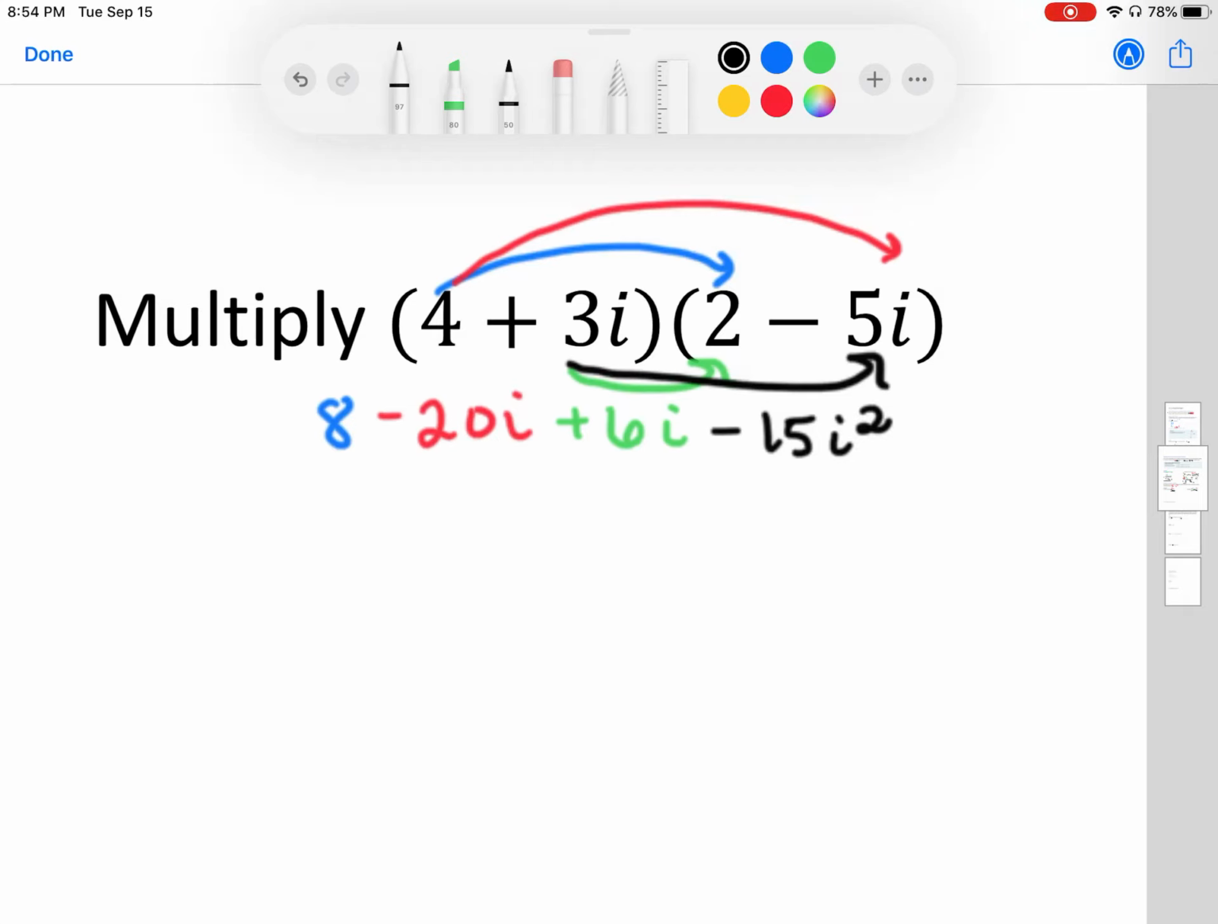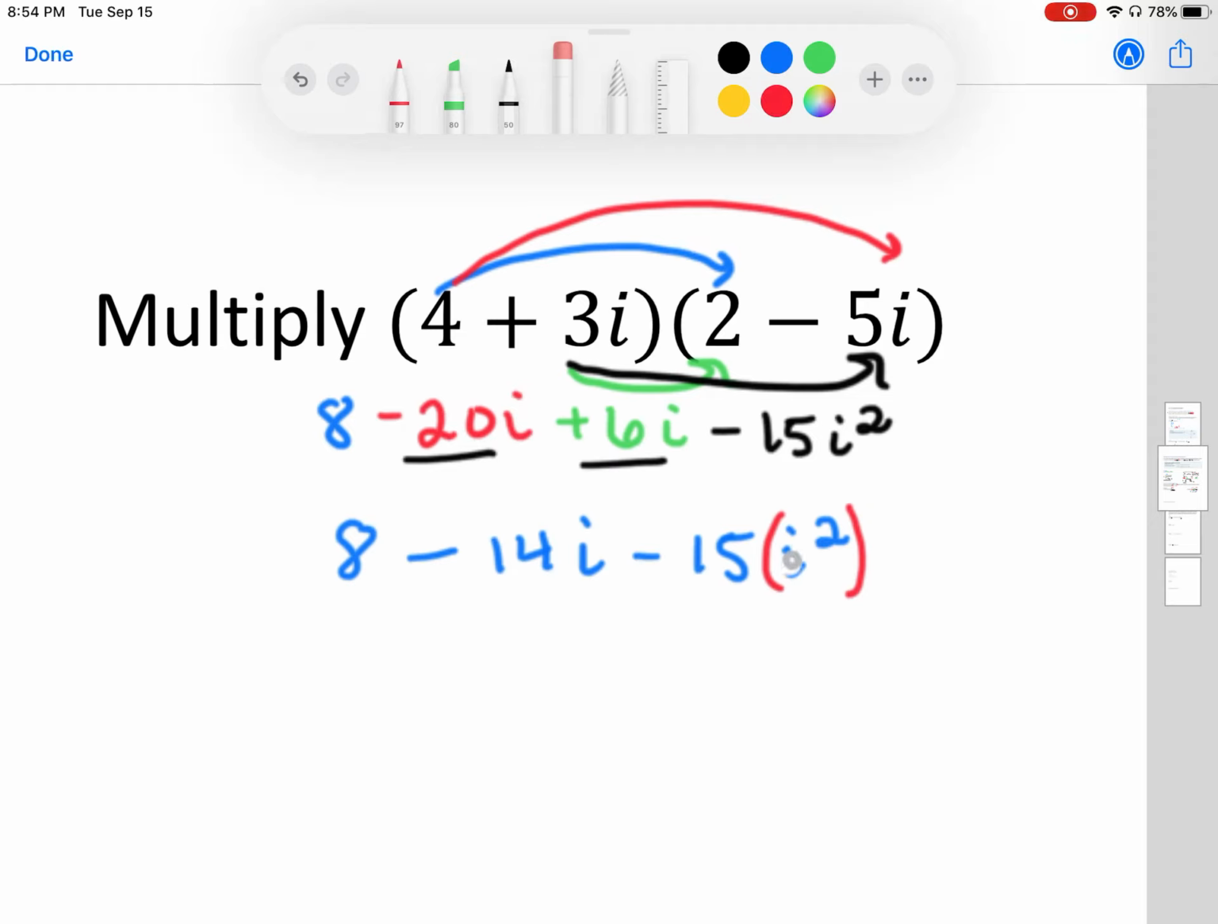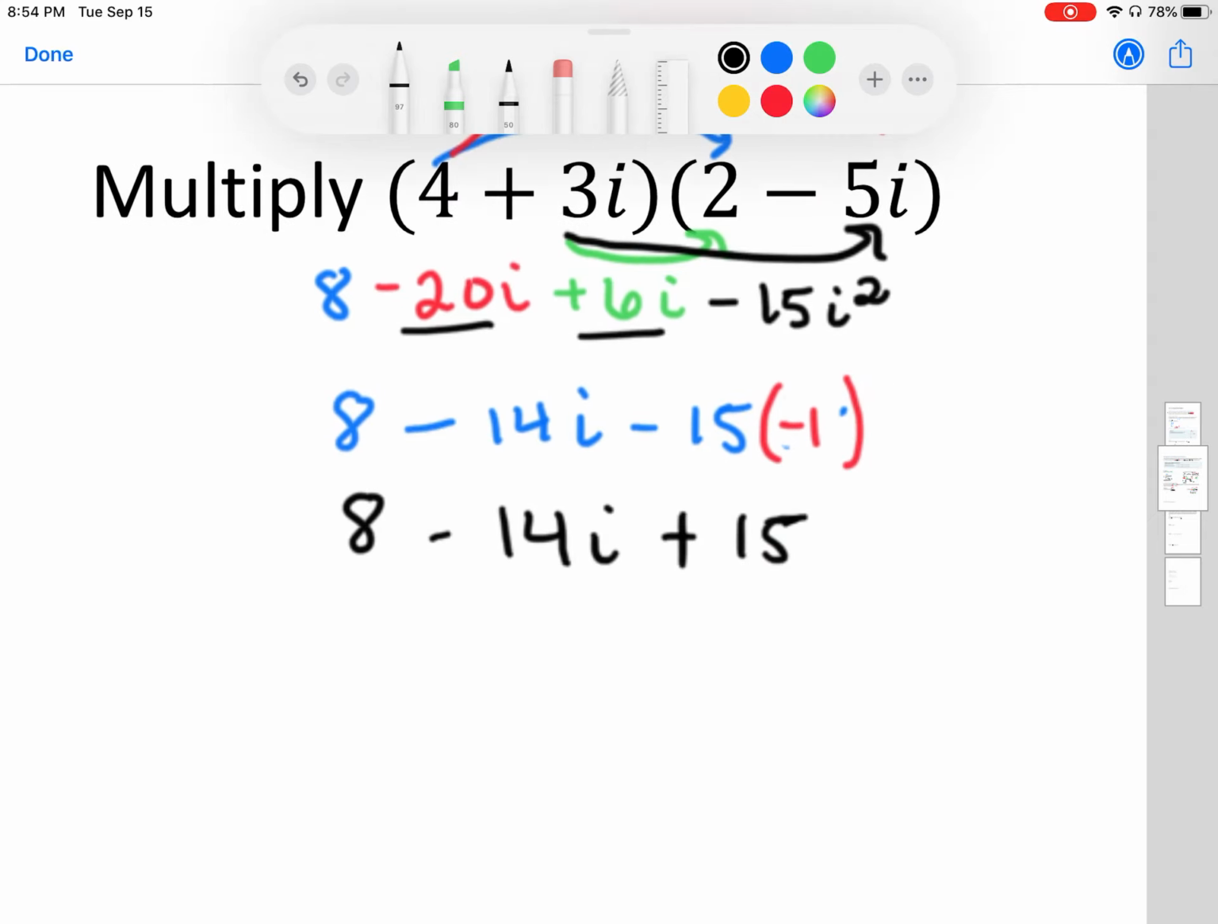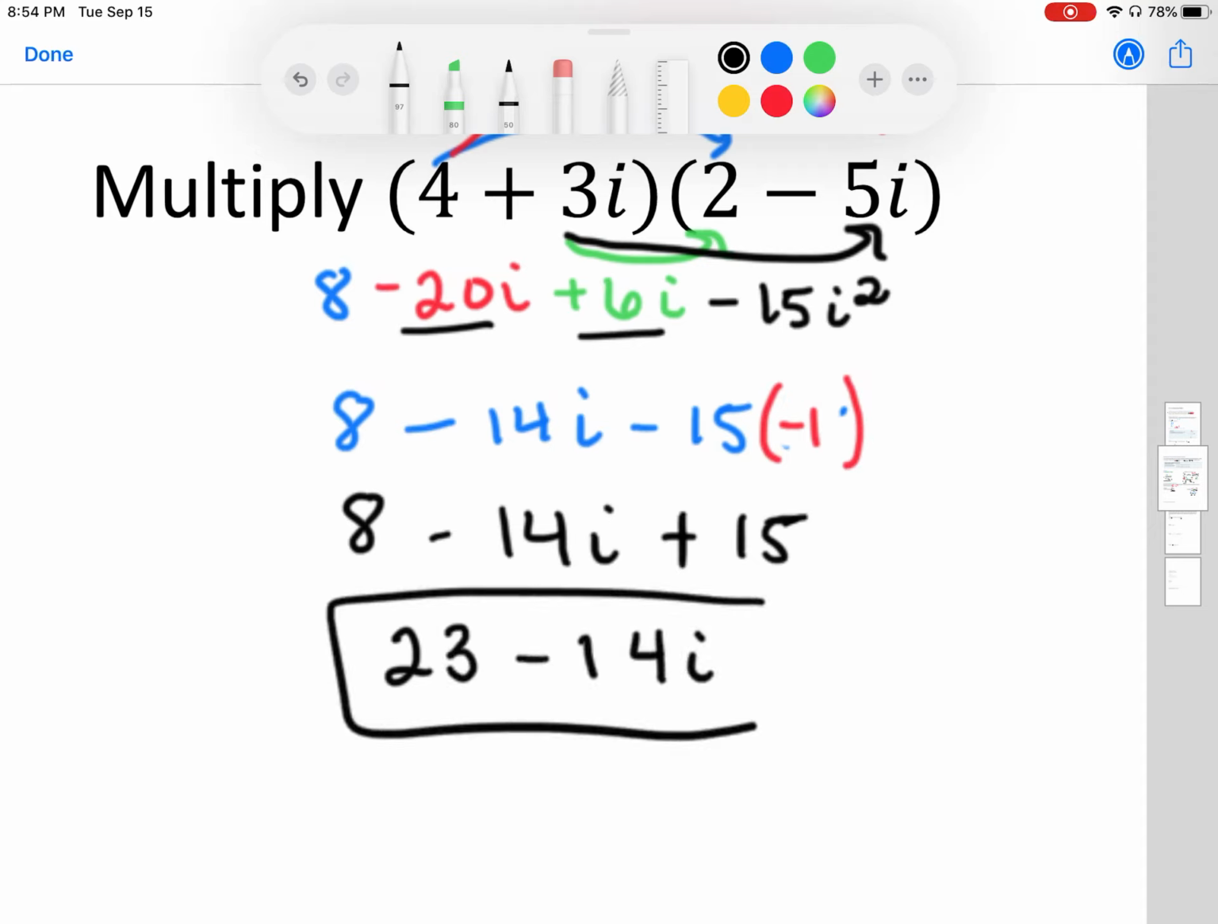So let's go ahead and combine like terms. We have those i's we can combine. So I have 8 minus 14i minus 15i squared. Now don't forget that i squared is the same as negative 1. So let's multiply in that negative 1. So that we have 8 minus 14i plus 15. 8 plus 15, that gives us 23. So our final answer is 23 minus 14i.